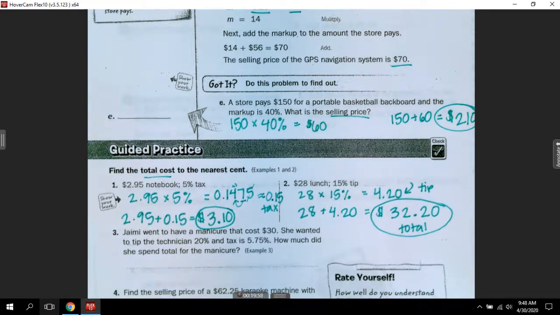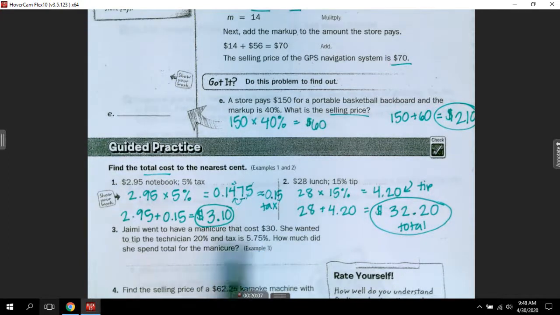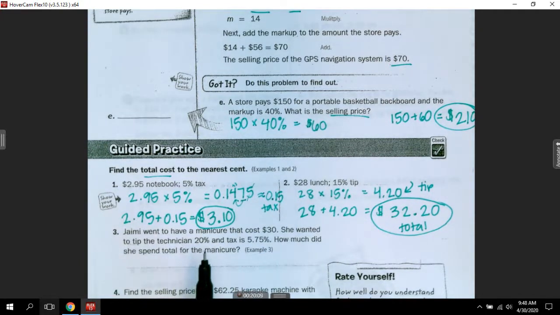All right, number 3, Janie went to have a manicure. I still want to have a manicure. Can't wait for them to open back up. A manicure that costs $30. She wanted to tip the technician 20% and taxes 5.75%. How much does she spend total for the manicure?